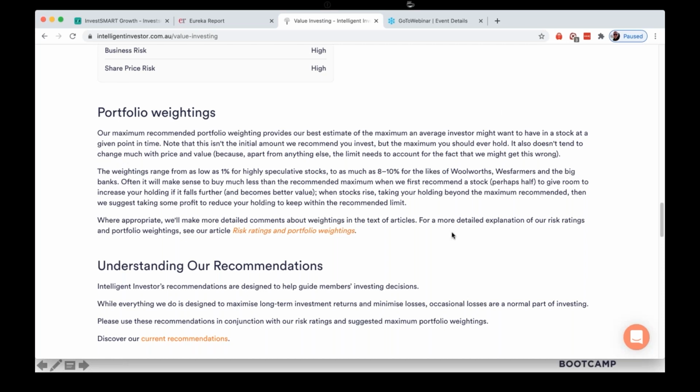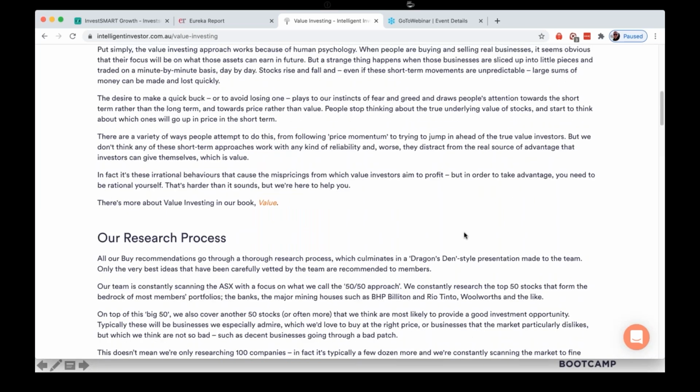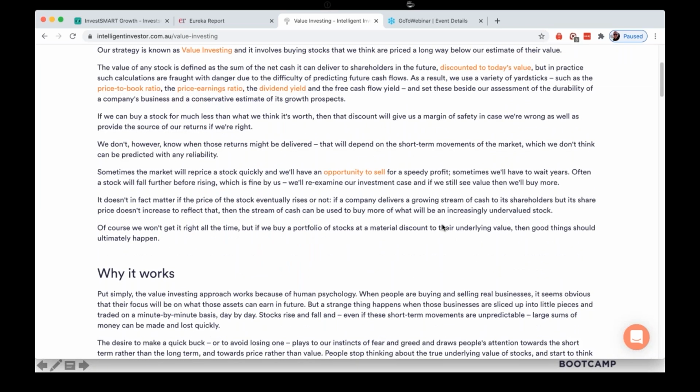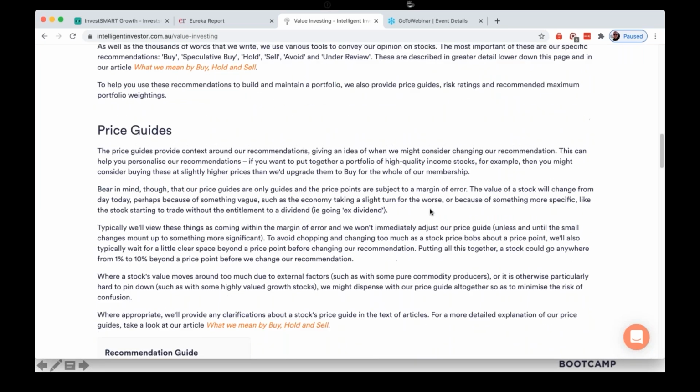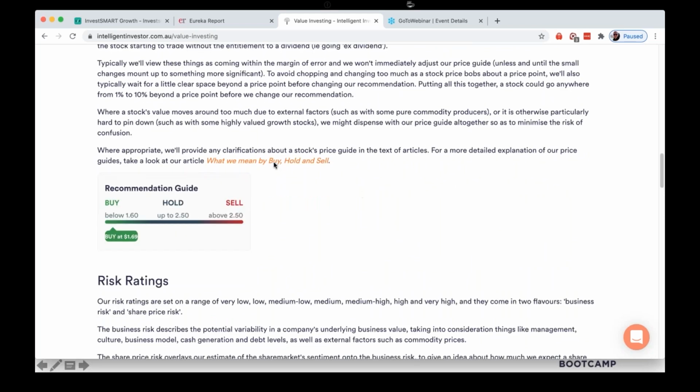This section here, I don't know if it's highlighted enough by Intelligent Investor, because we do get a lot of questions from people about how the recommendations work or how the price guides work, and they have written quite comprehensively here. And they even talk about what they mean by buy, hold, and sell. And you'll even see others that say speculative buy or speculative sell as well. So that's a very good question. Thank you very much for that one.